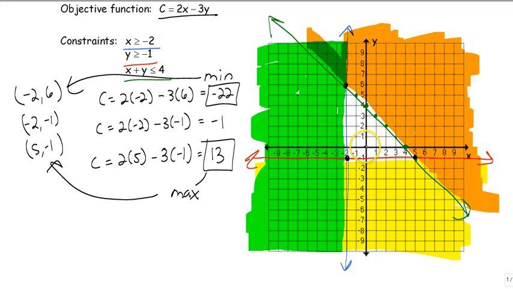If you pick like 0, 0, this will work for all 3 inequalities, but when you do 0, 0, you get a C of 0. That's not a min or a max. It's in between -22 and 13. So we always test those points.